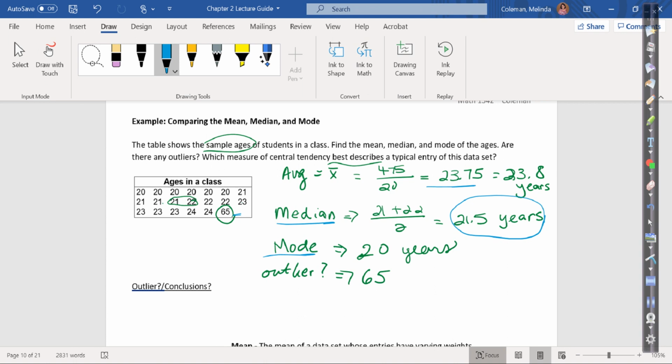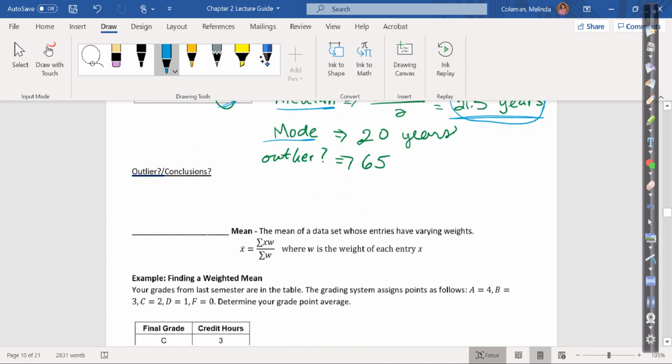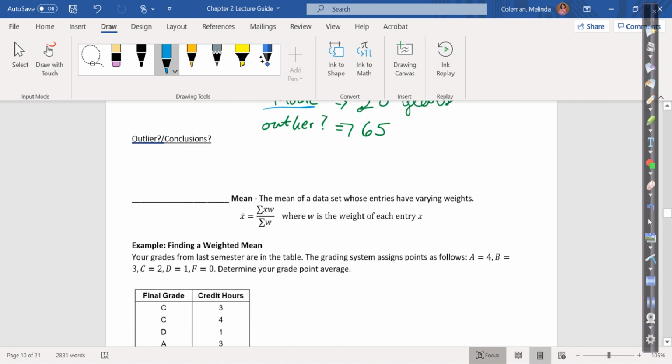Mode doesn't really help us any. The mean, even though the age 65, it does affect the average. So the mode doesn't matter. Average is affected when we take the mean. So the median is probably the central tendency measure that describes the data most accurately.